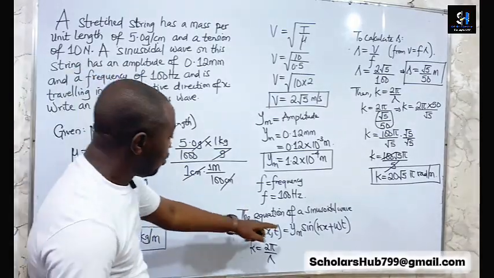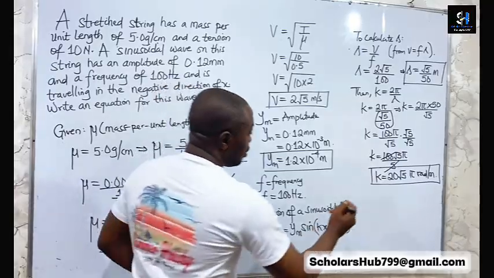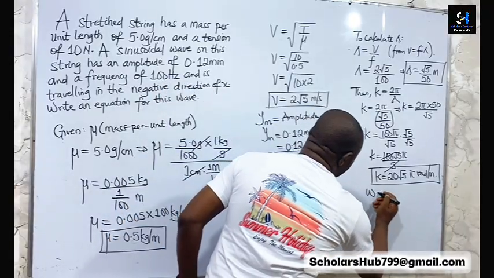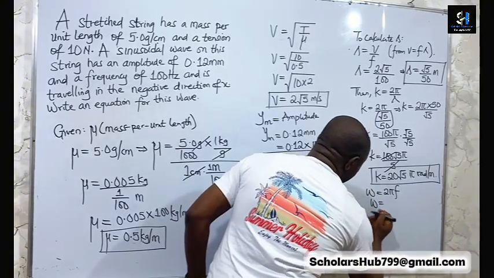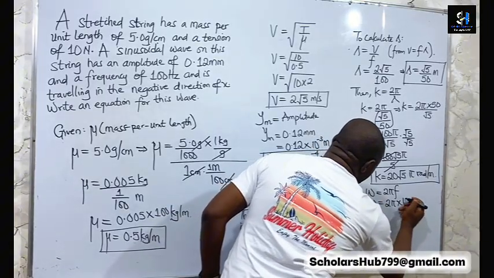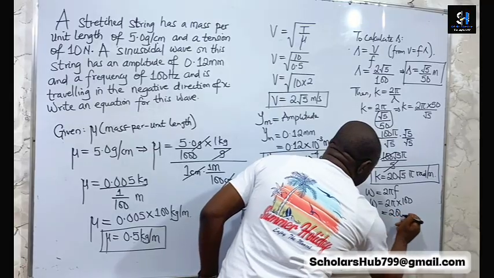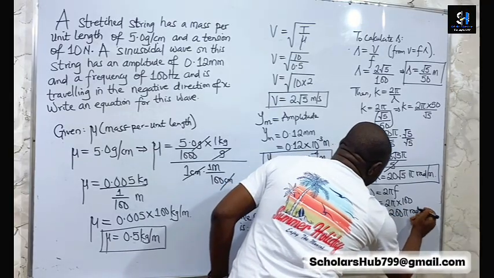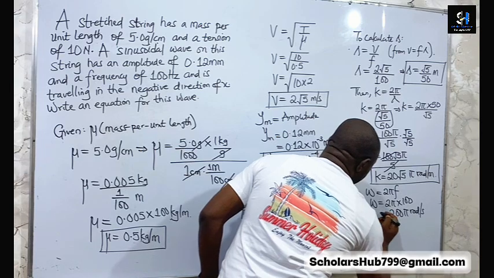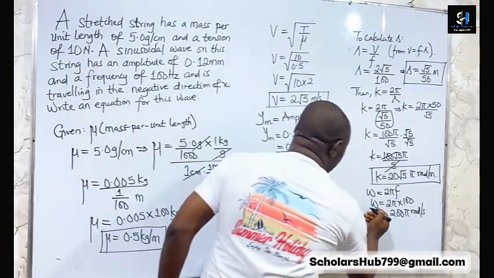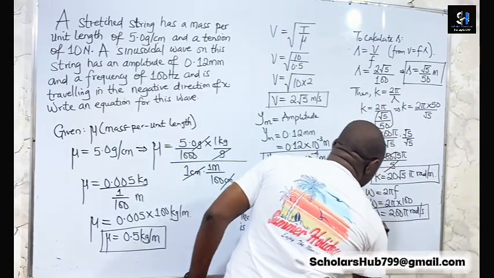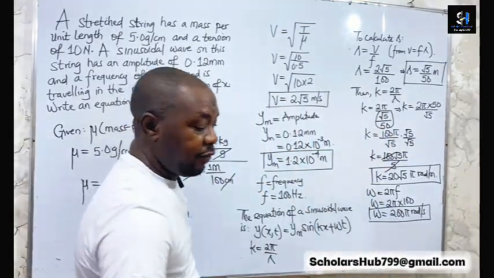Then we also need omega. Omega is 2 pi f, so omega equals 2 pi multiplied by 100, and this will be 200 pi radians per second. The unit of angular frequency is radians per second. So this is the angular frequency.